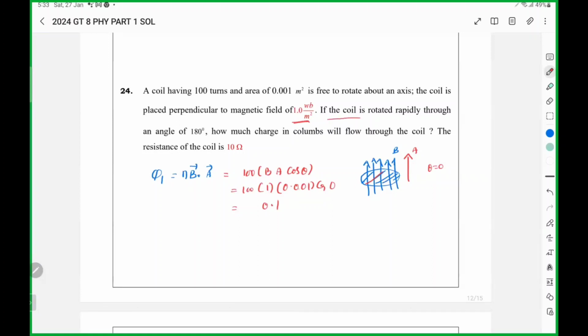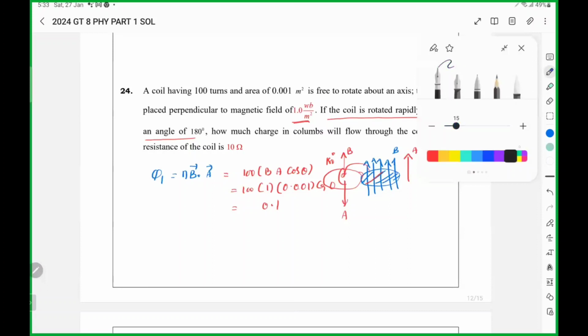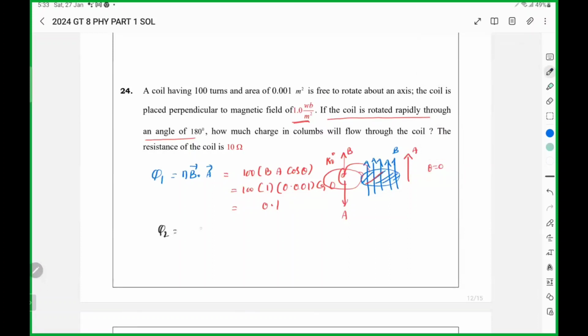If the coil is rotated rapidly through an angle of 180 degrees, like this, when it is rotated 180 degrees, right, the area vector is this, flux is this, here the angle is 180 degrees, and flux will be N B dot A, 100 B A cos 180.